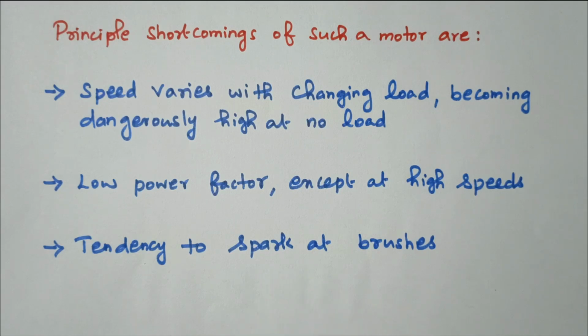Now we'll see some more details about the repulsion motor: speed-torque characteristics and others, and what the current and torque direction is. We'll see the speed-torque characteristics, followed by the direction of torque and speed.